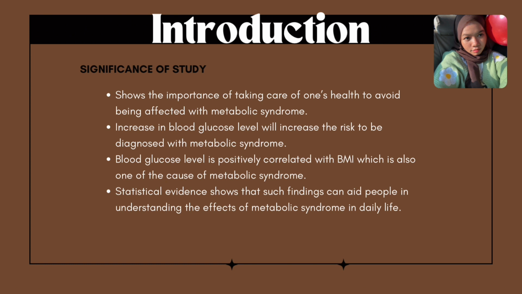The significance of the study is to show the importance of taking care of one's health to avoid being affected with metabolic syndrome. If the blood glucose level increases, it will also increase the risk of being diagnosed with metabolic syndrome. The blood glucose level is positively correlated with BMI, which is also one of the causes of metabolic syndrome. Statistical evidence shows that such findings can aid people in understanding the effects of metabolic syndrome in daily life.